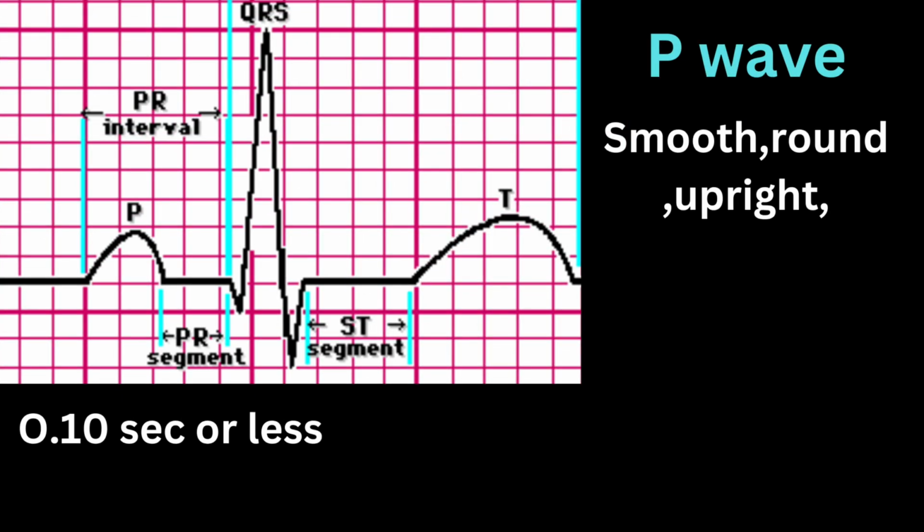P wave should be smooth. A normal P wave should be round and upright with a duration of 0.10 seconds or less. That's why I was stressing on the last slide that you should memorize the size of small boxes.